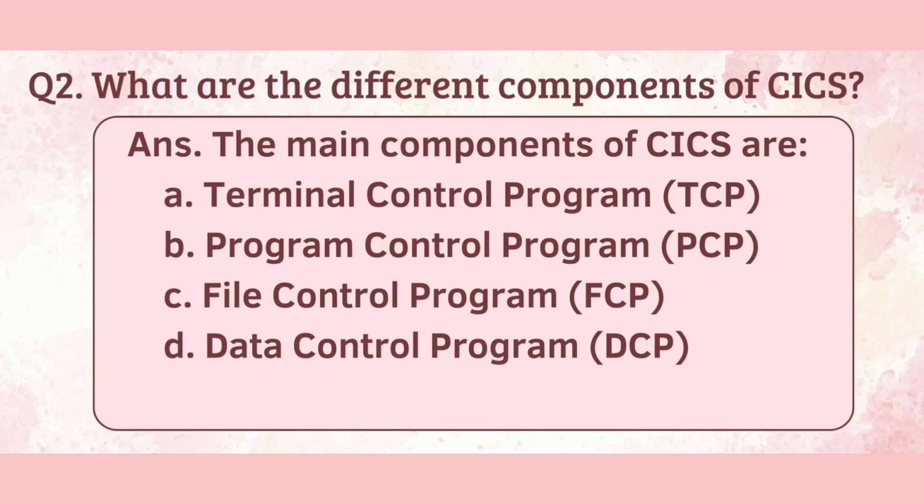Moving to question number 2. What are the different components of CICS? The answer is the main components of CICS are Terminal Control Program, that is TCP, Program Control Program, that is PCP, File Control Program, that is FCP, and Data Control Program, that is DCP.